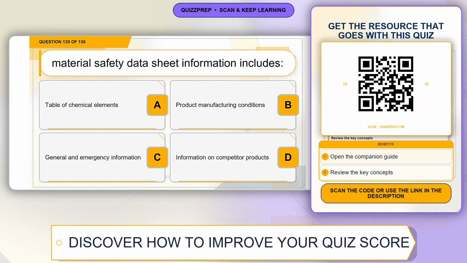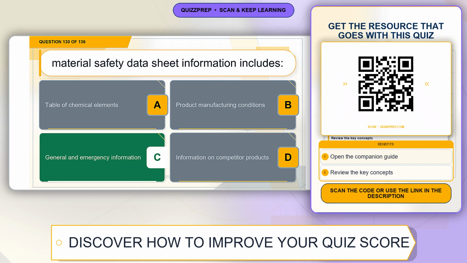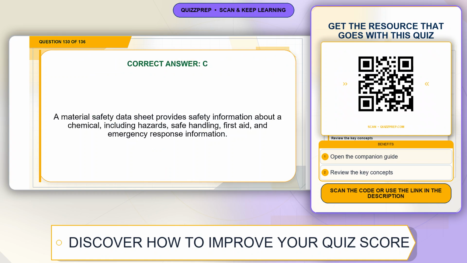Question 130. Material safety data sheet information includes: Option A, table of chemical elements. Option B, product manufacturing conditions. Option C, general and emergency information. Option D, information on competitor products. The correct answer is option C, general and emergency information. Explanation. A material safety data sheet provides safety information about a chemical, including hazards, safe handling, first aid, and emergency response information.